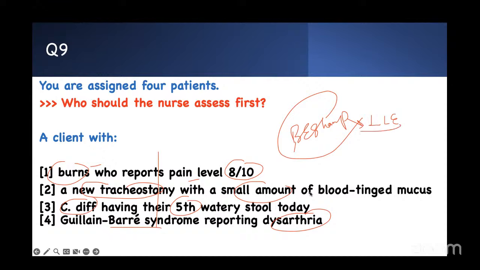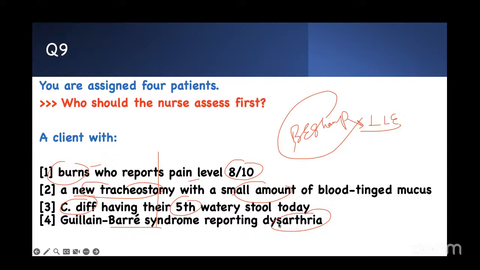Tracheostomy, small amount of blood mucus. Is he having an airway issue? Maybe, but he said it's a new tracheostomy, small. I expect some bleeding around the site, so it's not a problem. I have C. diff. I'm having a lot of diarrhea. Am I in shock or dehydrated? Of course, yes. But GBS dysarthria is an airway problem.